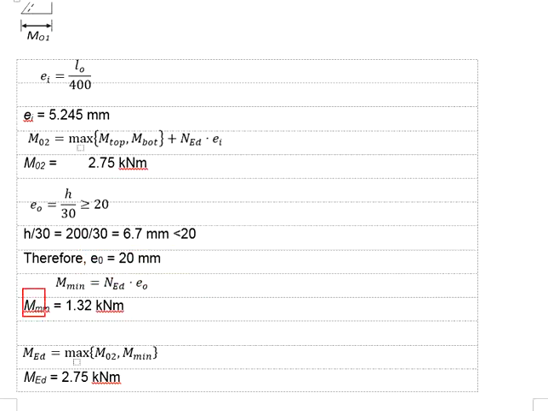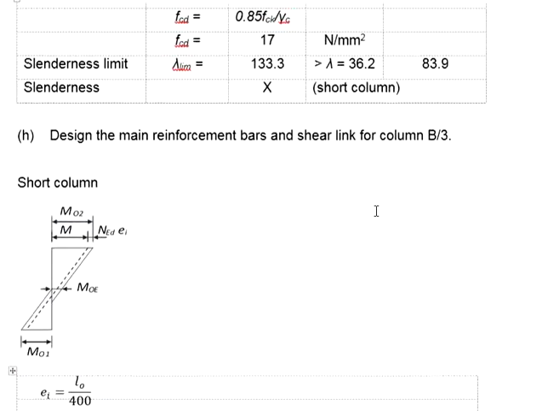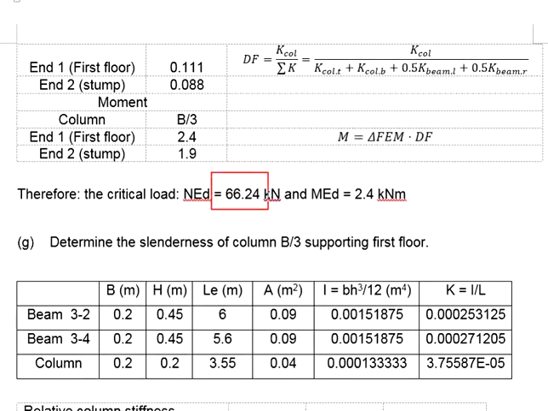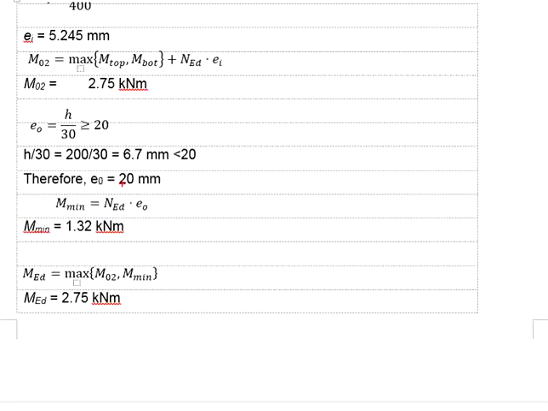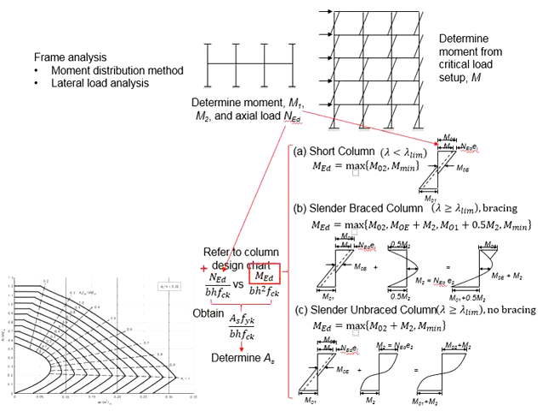Now you calculate the M min. NED is equal to 66.24 kN. E0 is now 20 mm. That gives you M min of 1.32. Substitute the value into the equations. The bigger value will be the MED. Now that you have determined the NED and MED, you have the properties of the columns and the dimensions of the columns. Substitute all the values.